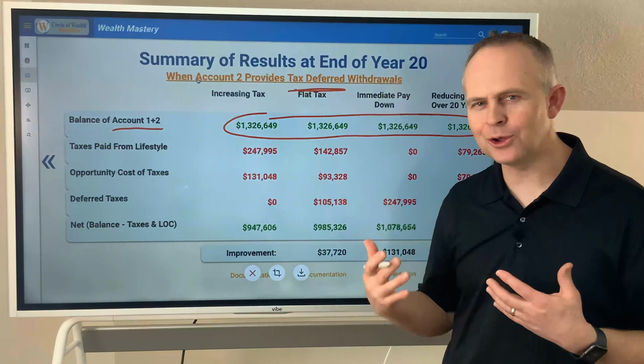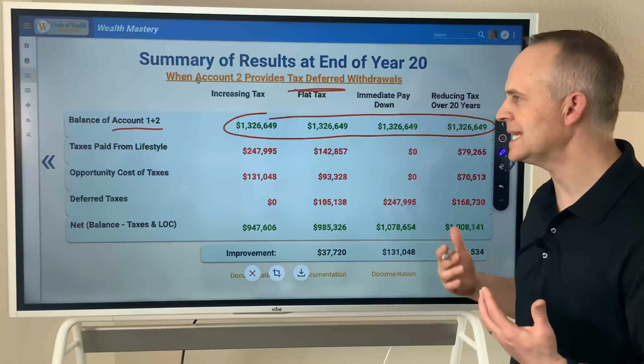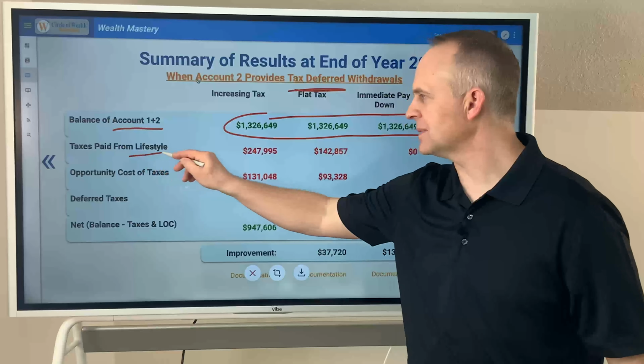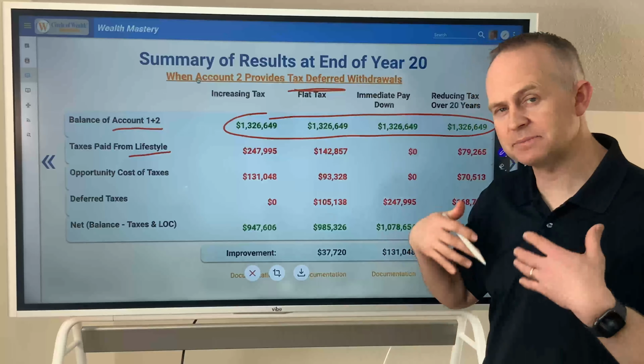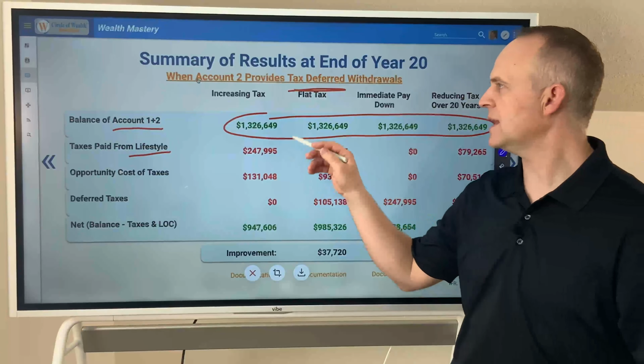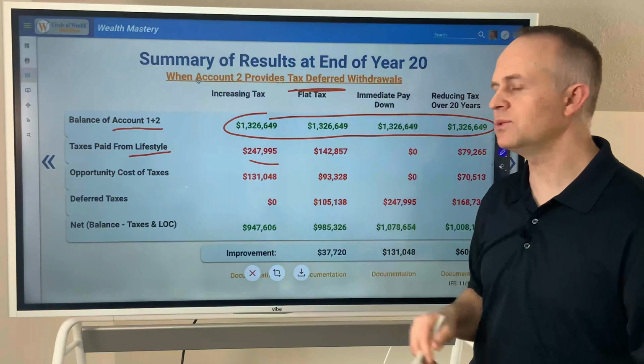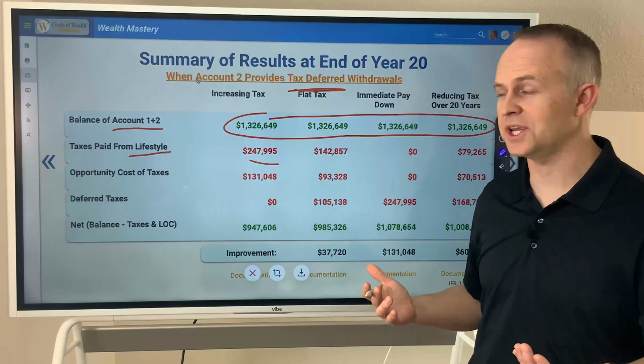However, what kind of holes in our bucket did we have during that time? And what was the opportunity cost and taxes paid? Well, taxes paid from lifestyle being the key. This has been money coming out of your pocket every year to pay taxes. On the increasing tax situation where we're compounding the problem, we're talking about $247,000 over 20 years.